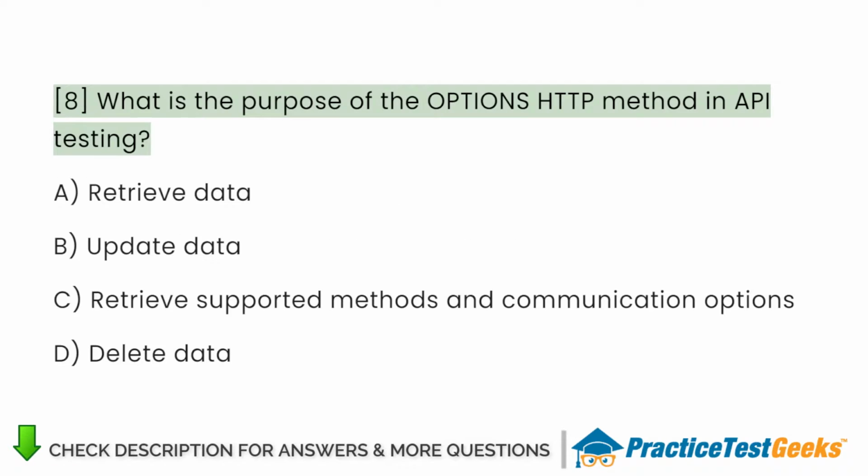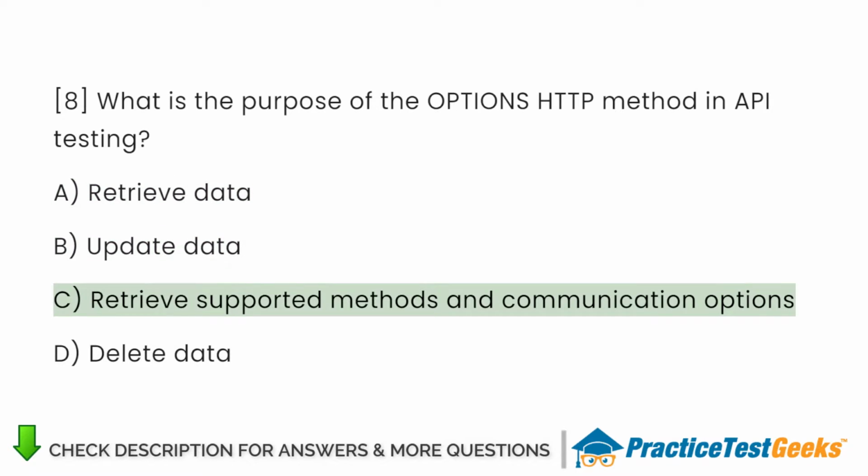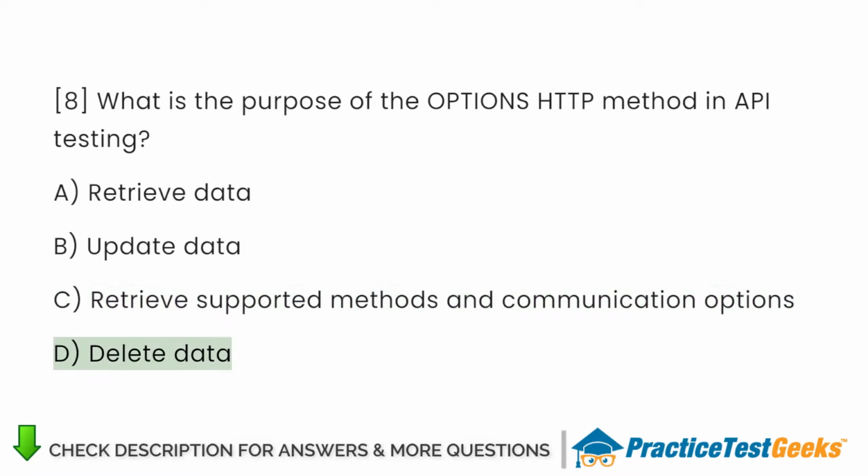What is the purpose of the options HTTP method in API testing? A. Retrieve data. B. Update data. C. Retrieve supported methods and communication options. D. Delete data.